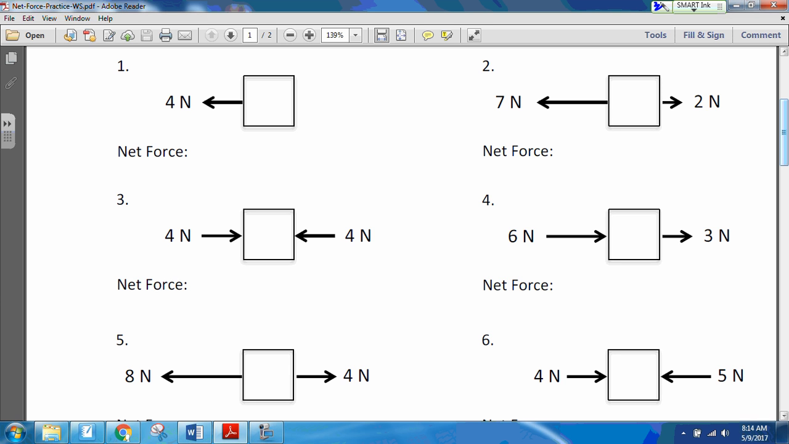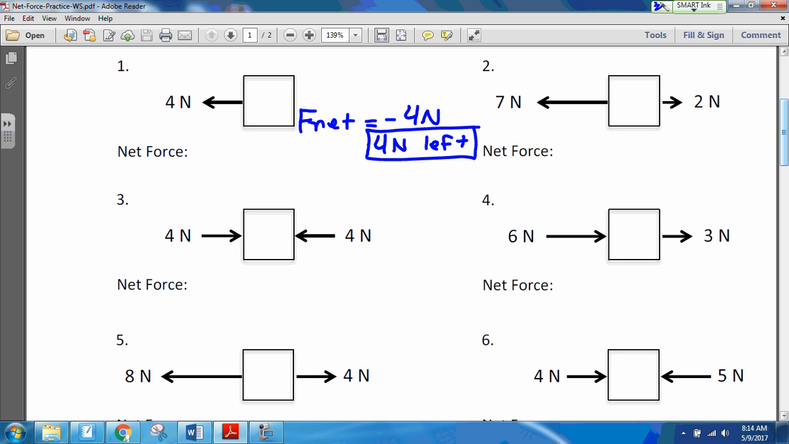4 newtons to the left. Is there anything going to the right? No. So if I were doing F net, it would equal right now 4 to the left, which the left is positive or negative? Negative, so it would be negative 4 newtons, right? And then remember at the end, we change negative into direction and get rid of the negative. So negative was left, so this is 4 newtons to the left. Very simple stuff, right?